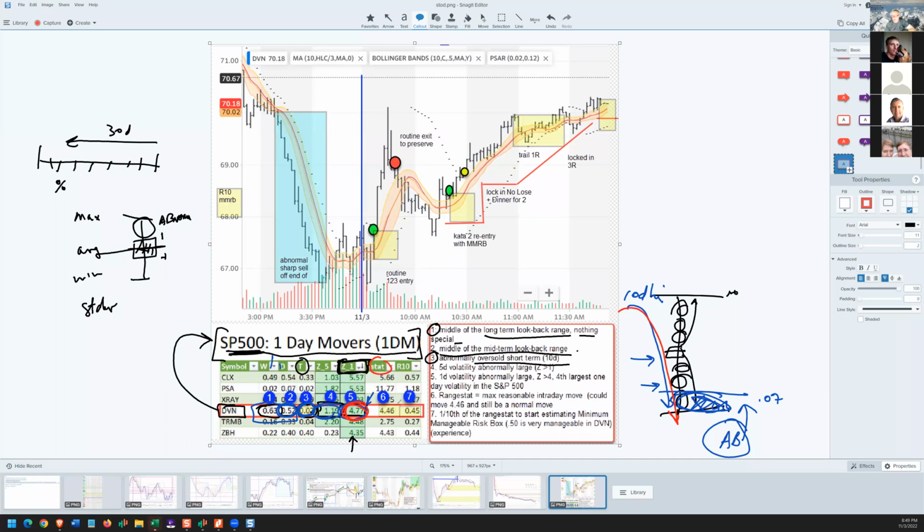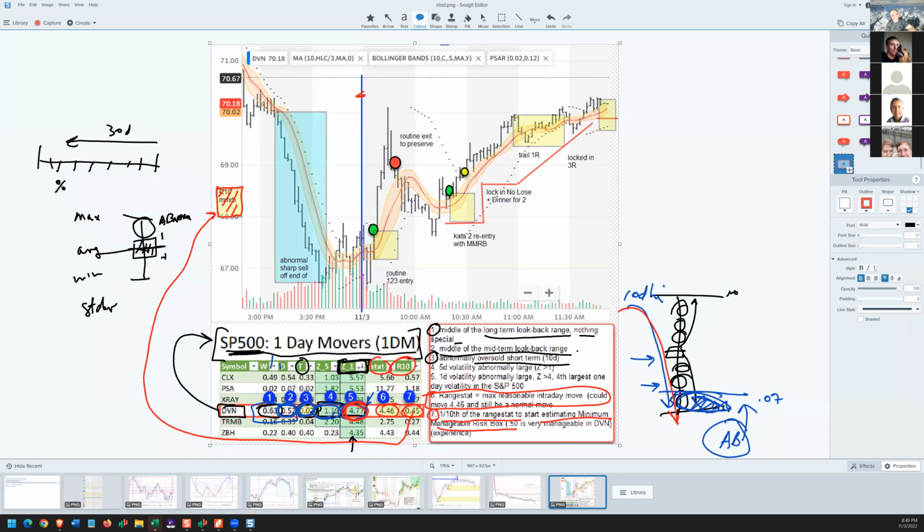Well, we then can compute what the range stat is. That's the maximum reasonable intraday move, which is $4.46. So that's how far it can move and still be a normal move. And then if we take 1/10 of that as the start point, 1/10 of the range stat, to start estimating the minimum manageable risk box, we come up with about 45 cents. So I now take that number, 45 cents, and I say, look, that's about 50 cents. So that's going to be the size of the standard risk box for today.